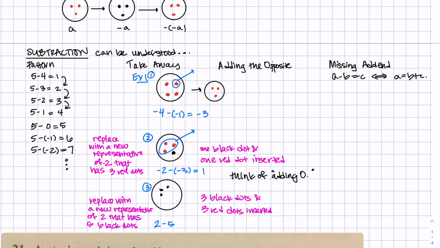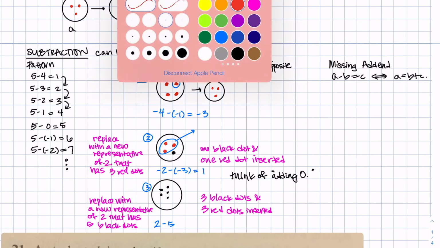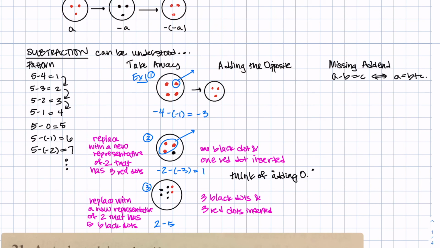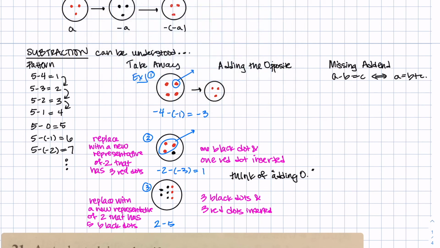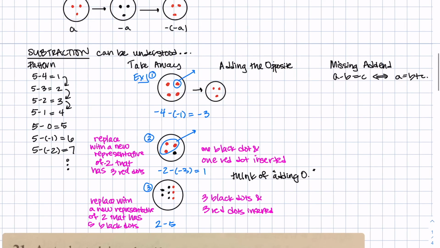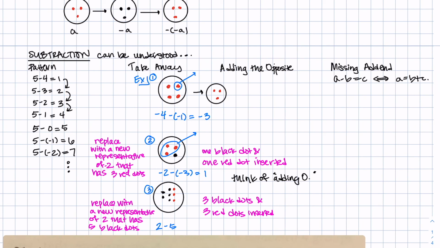So I'm going to add 1, 2, 3 black dots, right? And since I just added 3 black dots, I'm going to cancel those out by adding 3 red dots. It's really the same exact thing. You're really just describing it differently. So now I have a representation of 2 and it contains 5 black dots. I can take away those 5 black dots and I'm just left with 3 red dots. So that means I'm left with -3.